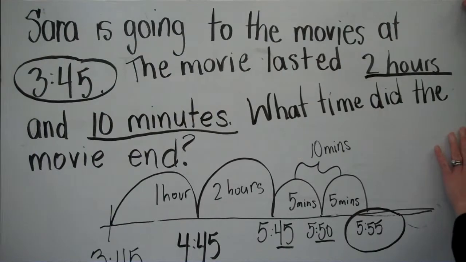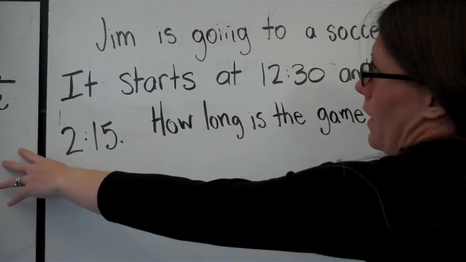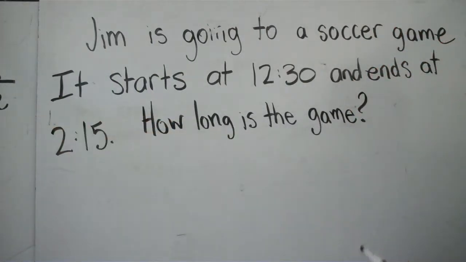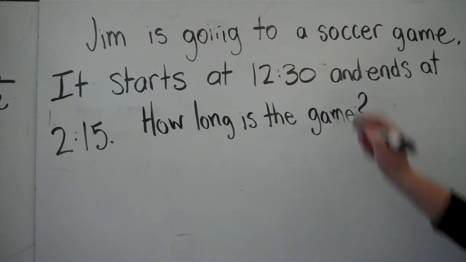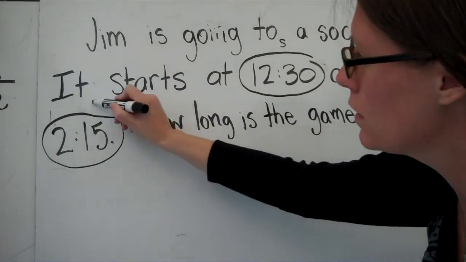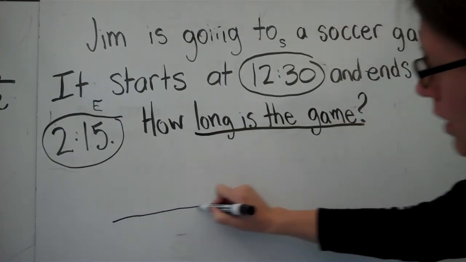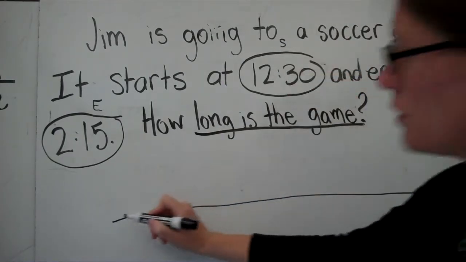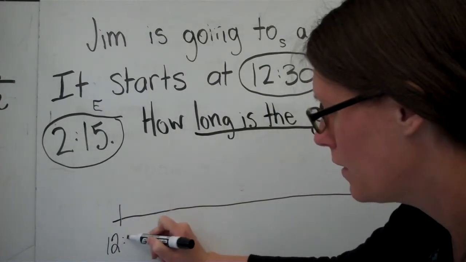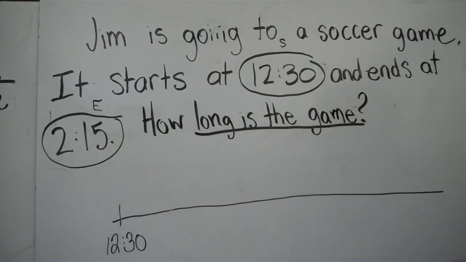Let's take a look at the second one, which was a little more tricky. Okay, so it says Jim is going to a soccer game. It starts at 12:30 and ends at 2:15. How long is the game? So I know that this is my start time, and I know that this is my end time. I need to figure out how long is the game. So again, I'm going to start my number line, and I'm going to put my start time at 12:30. And then I'm going to make hops until I stop at 2:15.